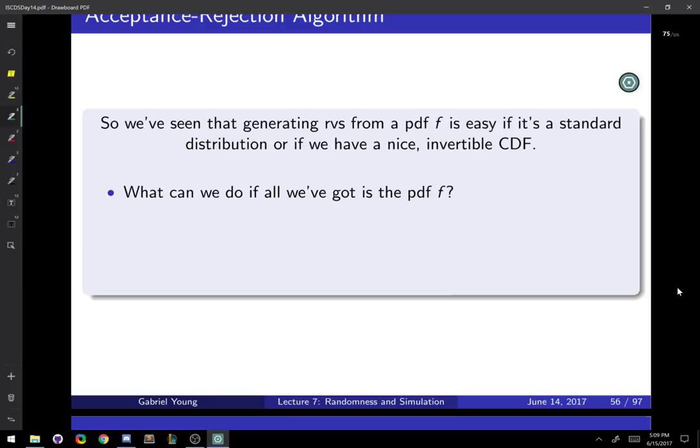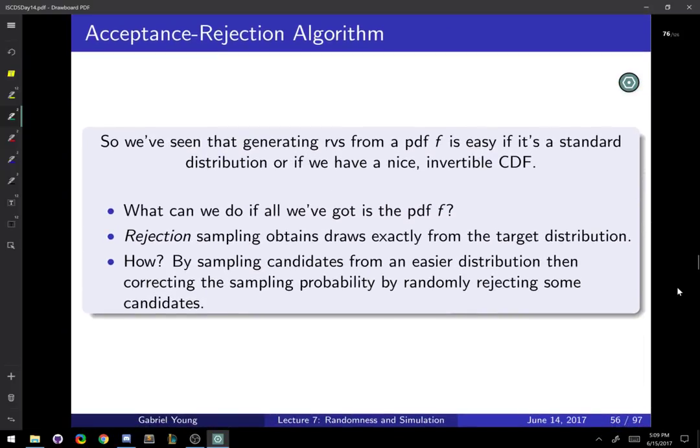So, we've seen that generating random variables from a PDF is easy if it's a standard distribution or if we have a nice invertible CDF. What can we do if all we've got is the PDF and we can't invert the CDF, we couldn't even compute it, kind of like the normal distribution? So, rejection sampling obtains draws exactly from the target distribution. The way it performs this task is by sampling candidates from an easier distribution then correcting the sampling probability by randomly rejecting some candidates. That makes sense. It'll make more sense when you see it.